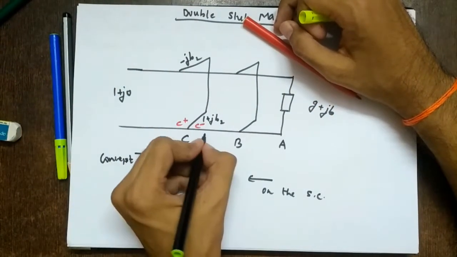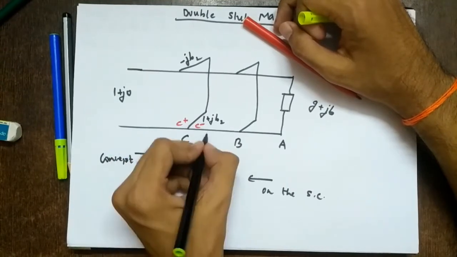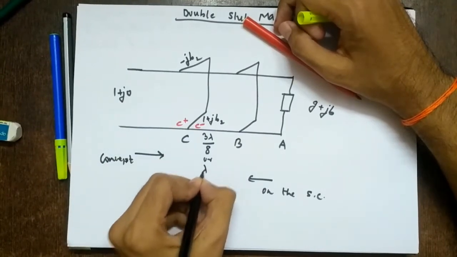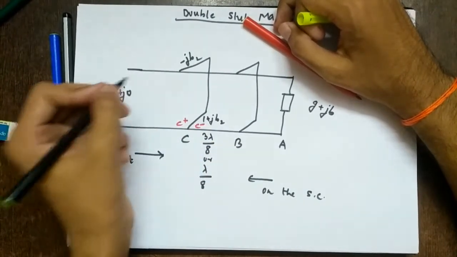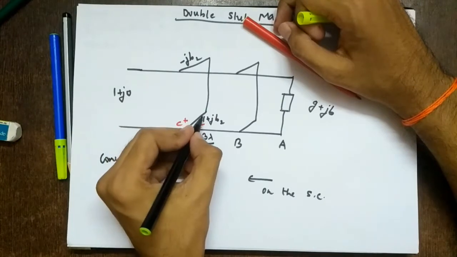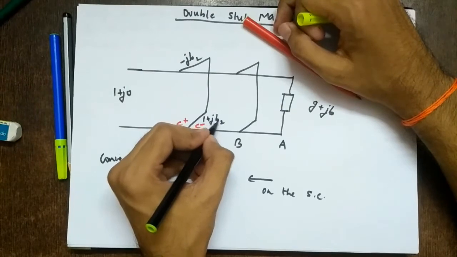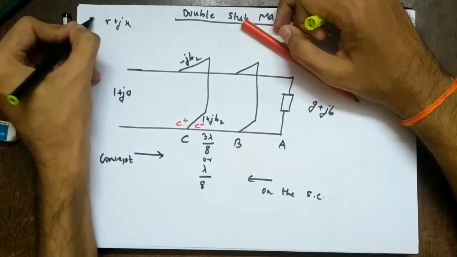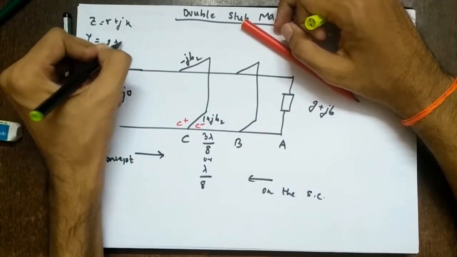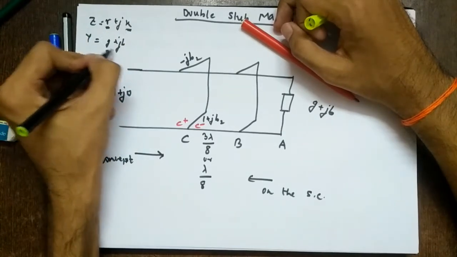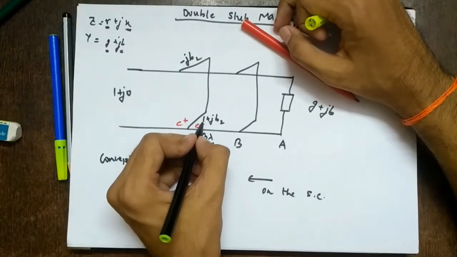Now this distance is usually given to us. If it is not given, we assume it to be 3 lambda by 8, or we can assume it to be lambda by 8 also. This is a fixed distance. So this distance is 3 lambda by 8 or lambda by 8. G plus JB here is 1 as the conductance and the susceptance is B2. Remember, I am talking about susceptance because they are in parallel. R plus JX is for impedance; for admittance it is G plus JB. So this is resistance and this is reactance. When we come to admittance, this is conductance and this is susceptance. The conductance is 1.